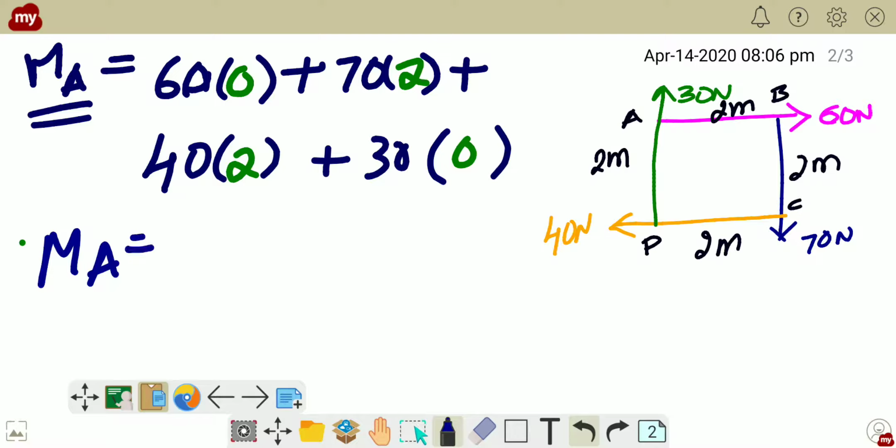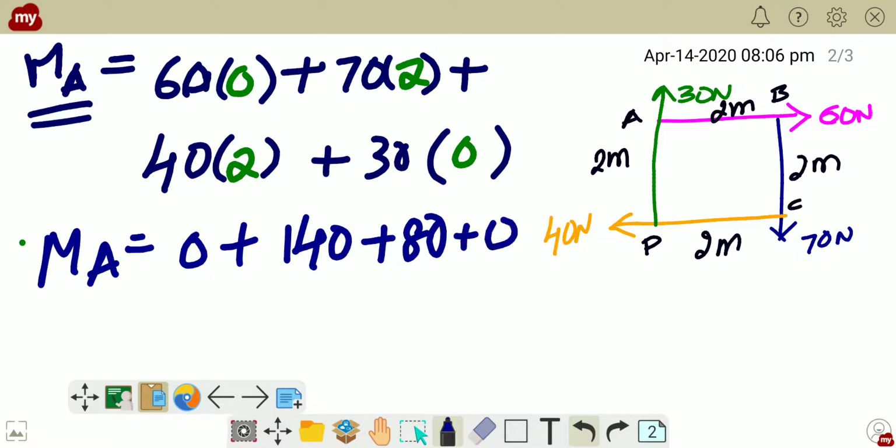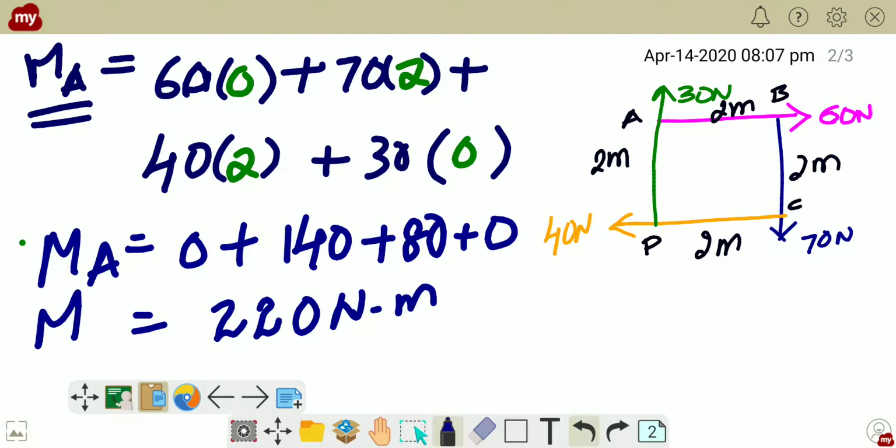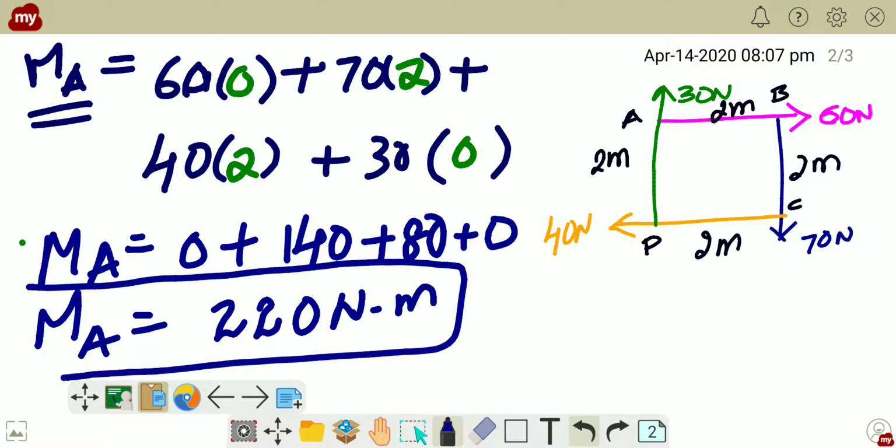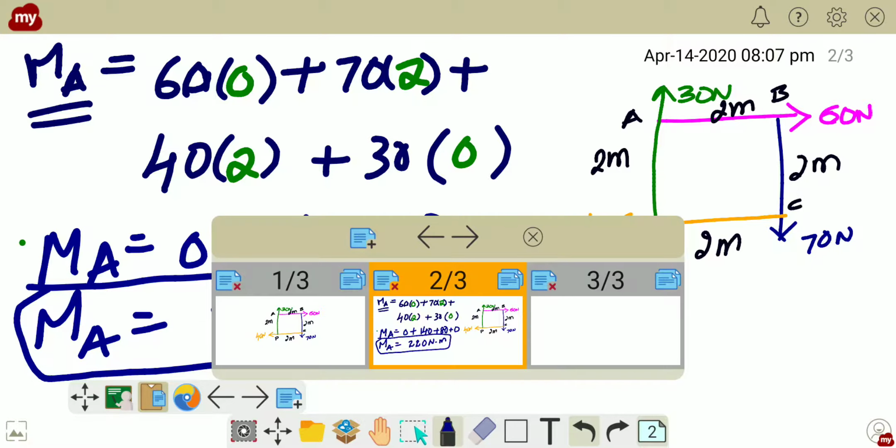Let us try to find out the total moment acting at point A by these forces. Moment at point A equals 60 into 0, it is 0, plus 70 into 2, it is 140, plus 40 into 2, it is 80, plus 30 into 0, it is 0. So that equals 140 plus 80, that is 220. And what is the unit? Forces here are measured in newtons. When multiplied with the distance in meters, the intensity of the moment at point A, when all these 4 forces are applied, is 220 Newton meter.